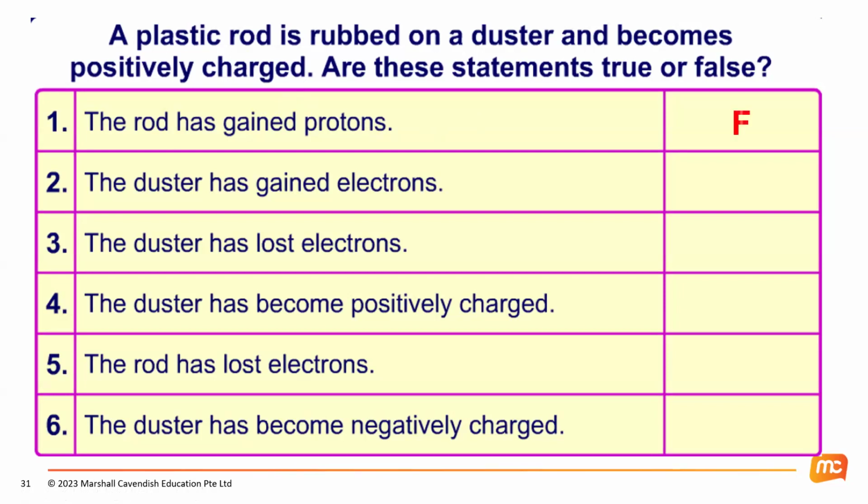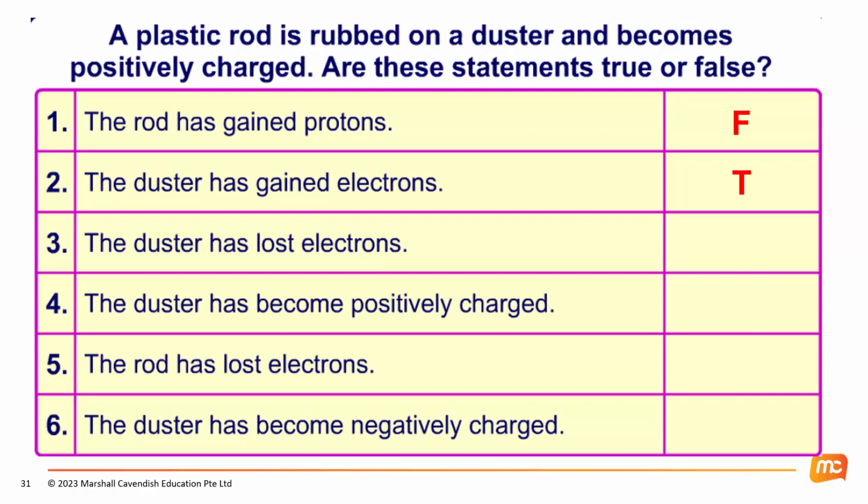So the first one, the answer is false. For the second one, the duster gains electrons. The answer is true because the plastic rod becomes positively charged because it loses electrons. So where do the electrons go? If the plastic rod is rubbed with a duster, the electrons go over to the duster. So it's true. The duster gains electrons.